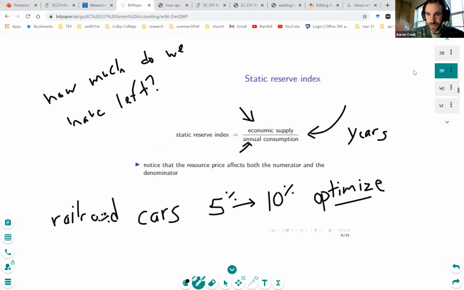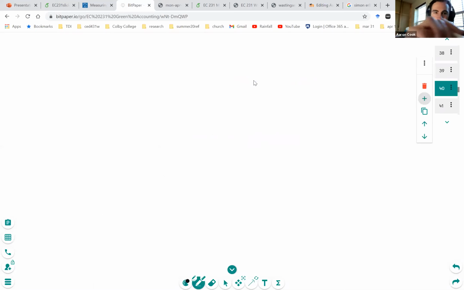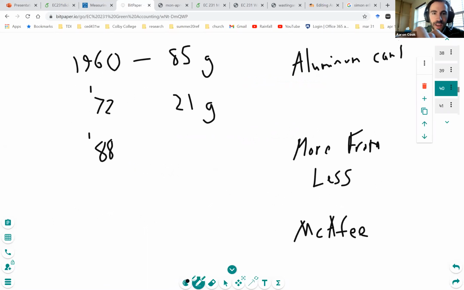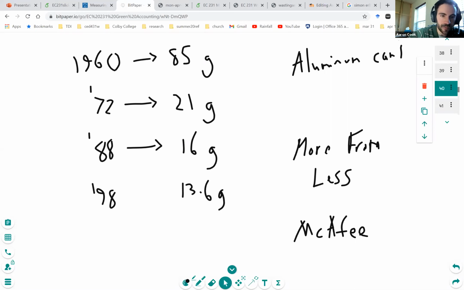That's just one example. Another example is aluminum cans. Back in 1960, when the first aluminum cans were being used for beverages, for beer and soda, we had 85 grams per can. 1972, 21 grams per can. 1988, this had fallen to 16 grams. By 1998, this had fallen to 13.6. As of 2011, we were down to about 12.75.